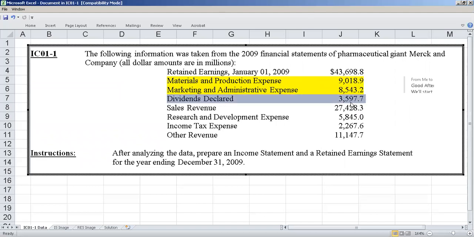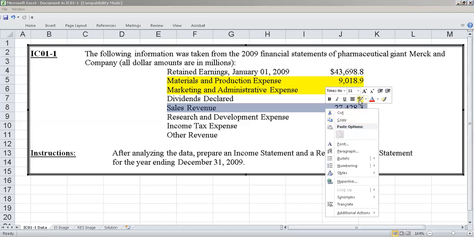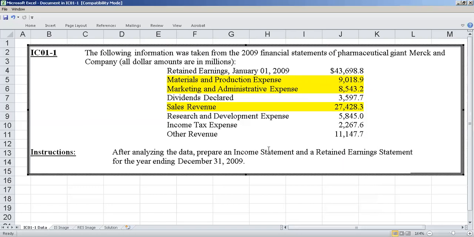Dividends declared, though, doesn't say expense, doesn't say revenue, because it's not. Dividends are not a revenue. Dividends are not an expense. Dividends are profit sharing. So not an income statement item. But sales revenue is a revenue. So that'll go on an income statement.